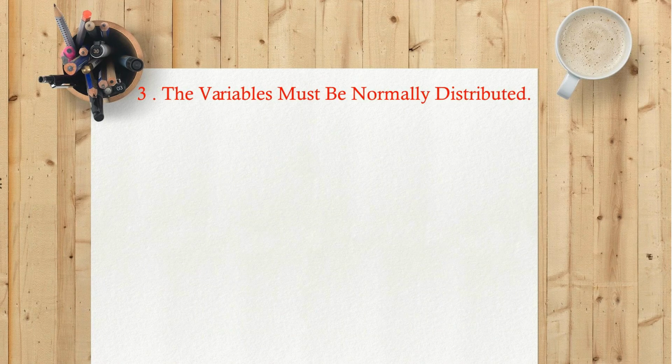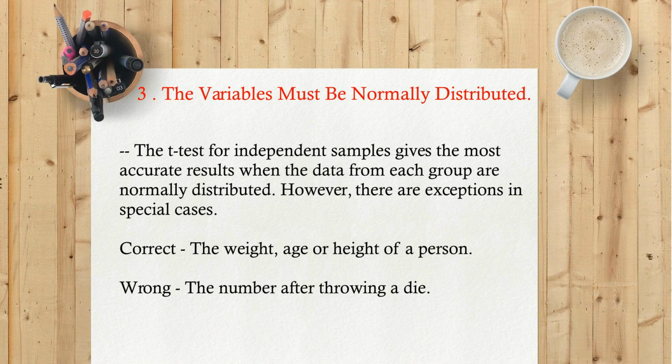3. The variables must be normally distributed. The t-test for independent samples gives the most accurate results when the data from each group are normally distributed. However, there are exceptions in special cases. Correct: the weight, age or height of a person. Wrong: the number after throwing a die.